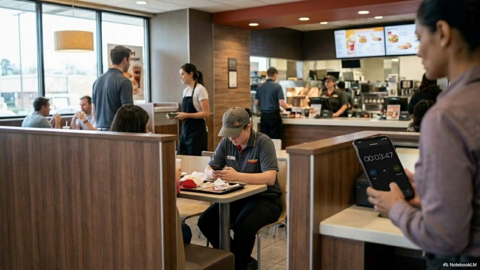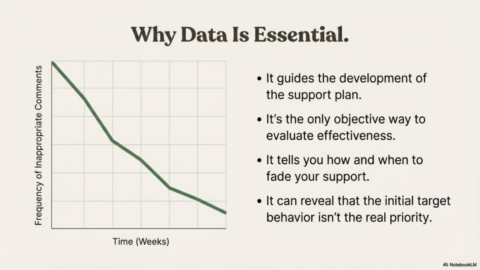Why data matters in behavior support. Reason 1. Data guides the development of the support plan. Your ABC observations tell you what to address. Reason 2. Data is the only objective way to evaluate effectiveness. Feelings and impressions aren't reliable. Reason 3. Data tells you how and when to fade your support. When the data shows consistent improvement, you can step back. Reason 4. The target behavior in your support plan may not be the real concern. Data might reveal that other issues have greater priority.